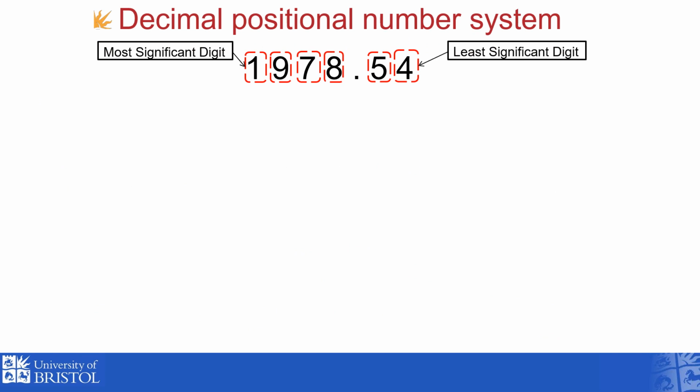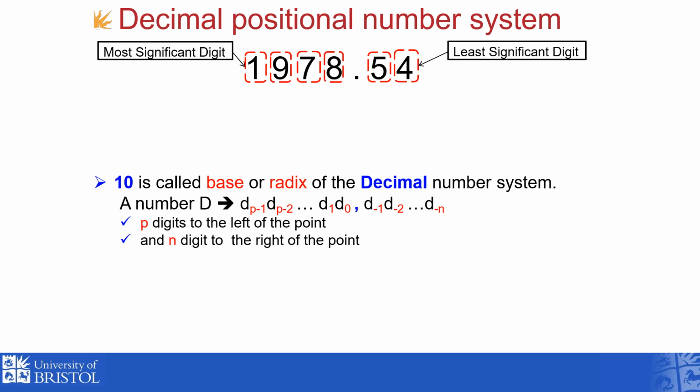Now let's see a little bit of a more complicated example. In this example, we call the leftmost number the most significant digit and the rightmost number the least significant digit. Obviously, we say that because the biggest weight belongs to the leftmost number, while the smallest weight is mapped to the rightmost number. Now, in the decimal system, 10 is called the base or the radix. A number, just like this, can be formulated as you see over here.